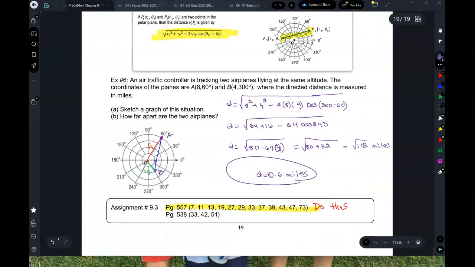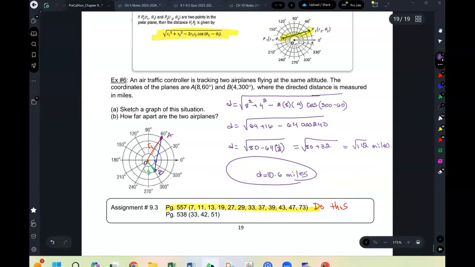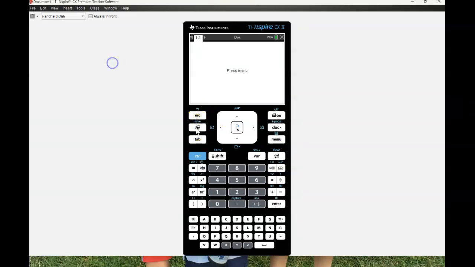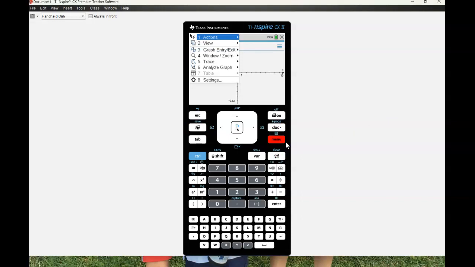So that's it. The test is going to be all calculator okay. Let's go ahead and open up a graphing window, right? So here I'm going to press menu. Number 3 is graph entry edit. Let's go to number 5 for polar. Okay, right? So here, what do we want to put in? 2 cosine. Oh, let's do 3 theta. Why not?